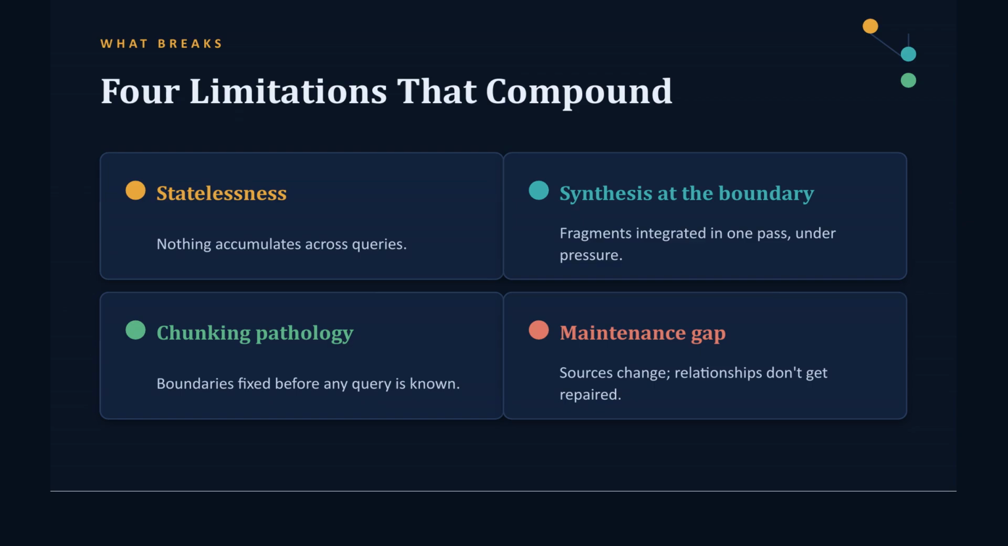Statelessness: nothing accumulates across queries. Synthesis at the boundary: the model must integrate fragments under time pressure, in a single pass. Chunking pathology: text is split before any query is known. And the maintenance gap: when sources change, relationships and contradictions don't get repaired. Let's take them one at a time.